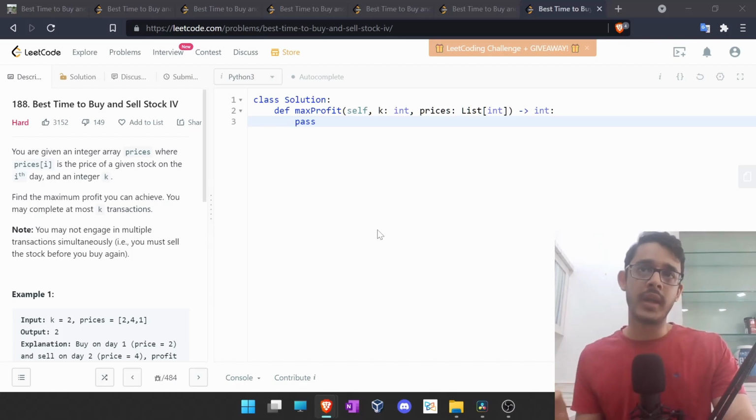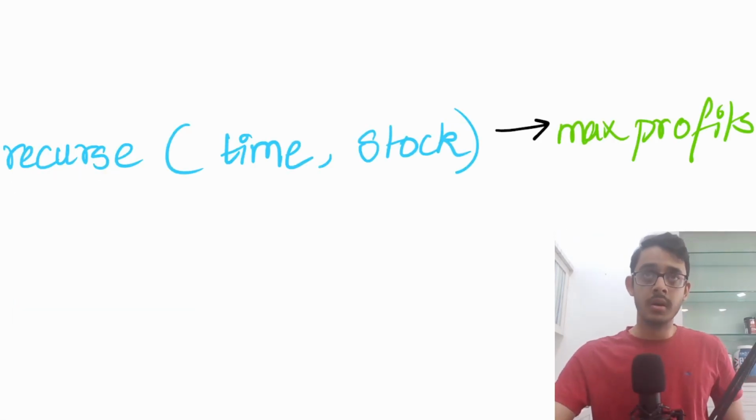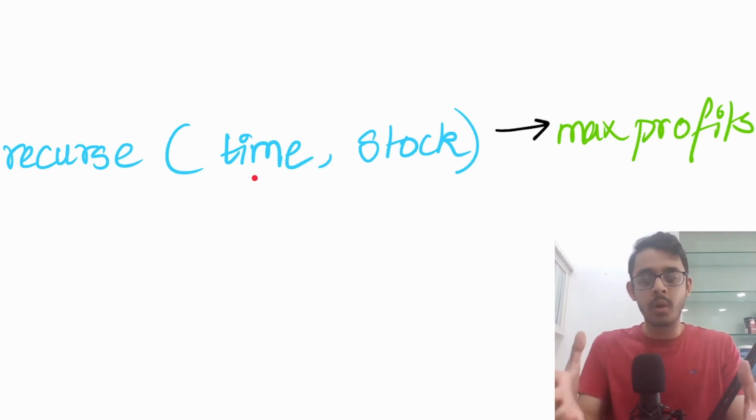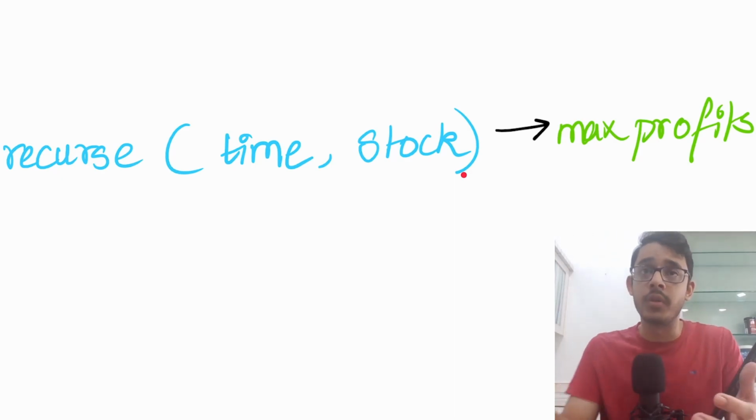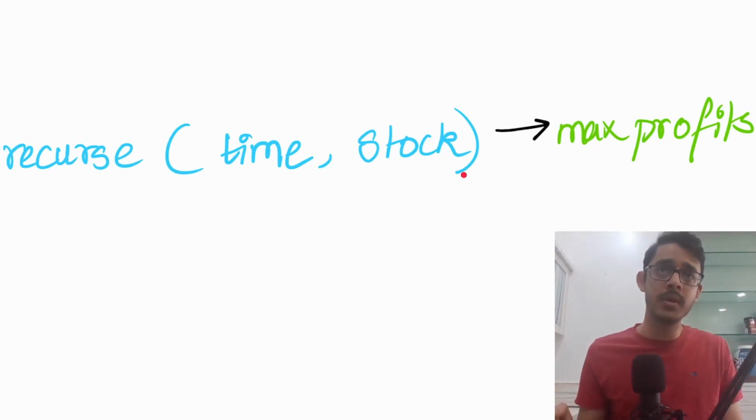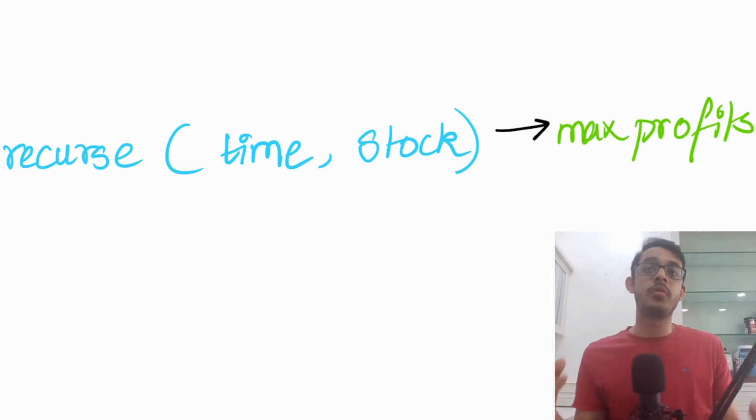Let's talk about finally the transaction modification. Earlier, we had a structure like this. We would recurse having this unique combination of time and stock to determine which action to take. And we would determine what action to take at every time step and get the maximum amount of profit from it. Now we want an additional parameter in this.